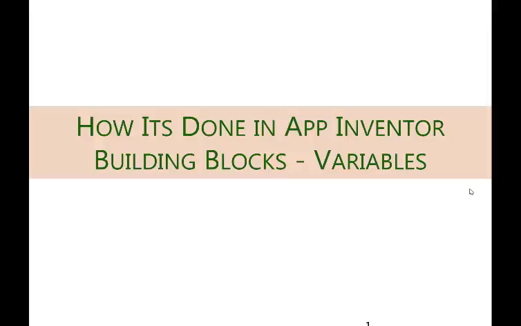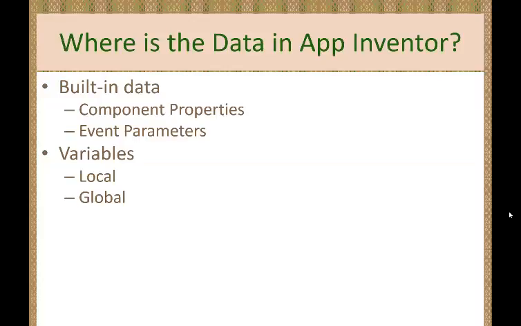Last week we looked at building blocks for expressions, which included the concepts of variables. And this week we're going to look at how App Inventor uses data in its programs. Data in App Inventor could be built into components, or it could be parameters for events. So that's built-in data. Or you can create variables to hold data that you decide that you need. You can create both local and global variables.